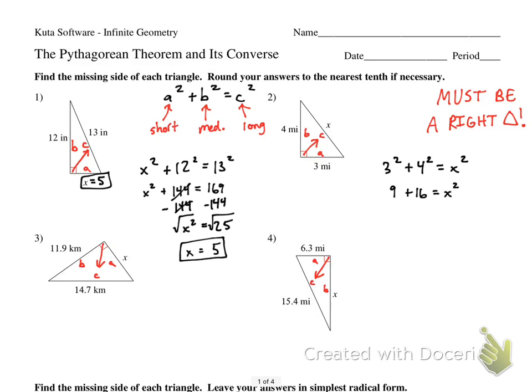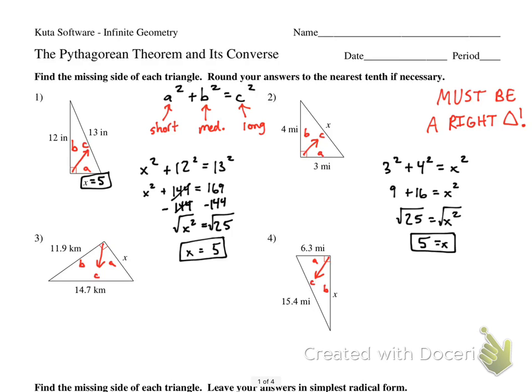All right. So 9 plus 16 is 25. And we've already seen this. We have 25 equals x squared. What's our next operation? Square root. And x equals 5, yeah. And it's what we just did.